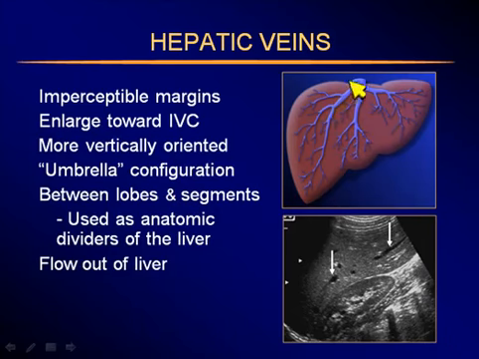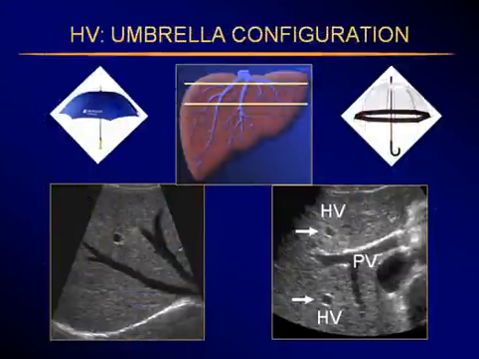If we look at what they look like by configuration, they're more vertically oriented. They enlarge towards the inferior vena cava, and they have sort of an umbrella configuration where the spokes of the umbrella come together superiorly and the rest of the spokes drop down throughout the liver. Now these veins are found between lobes and segments, so we use them as anatomic dividers, and they carry blood flow out of the liver. They do not have any other adjacent little structures, therefore we do not perceive their walls.